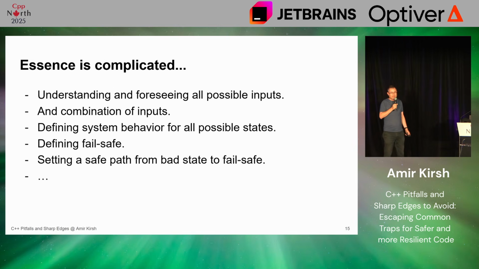Essence is complicated: understanding, foreseeing possible inputs, combinations of inputs, defining system behavior, defining fail-safe. What should happen if there is a problem? The car should slow down and try to move towards the pavement, but not go on the pavement. Setting a safe path from a bad state to fail-safe. And by the way, I believe that this would still hold us in the industry for some time, while AI would deal with the accident part. The AI might not deal with this part quite well for a few years or more.